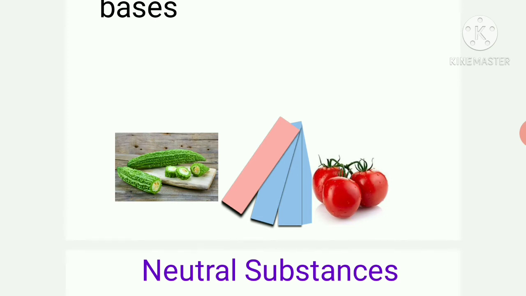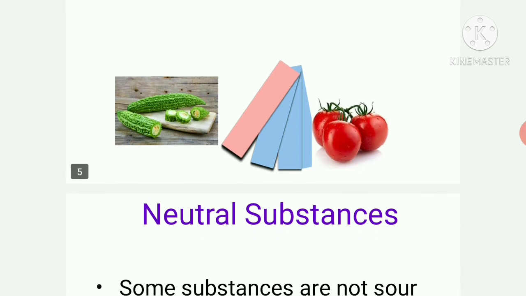Next one, take bitter gourd juice in a bowl and put the litmus paper into it. What do you observe? Now your red litmus paper converts to blue litmus paper. So what do we know about this? The soapy tastes convert red litmus paper to blue litmus paper. So it is also called bases.